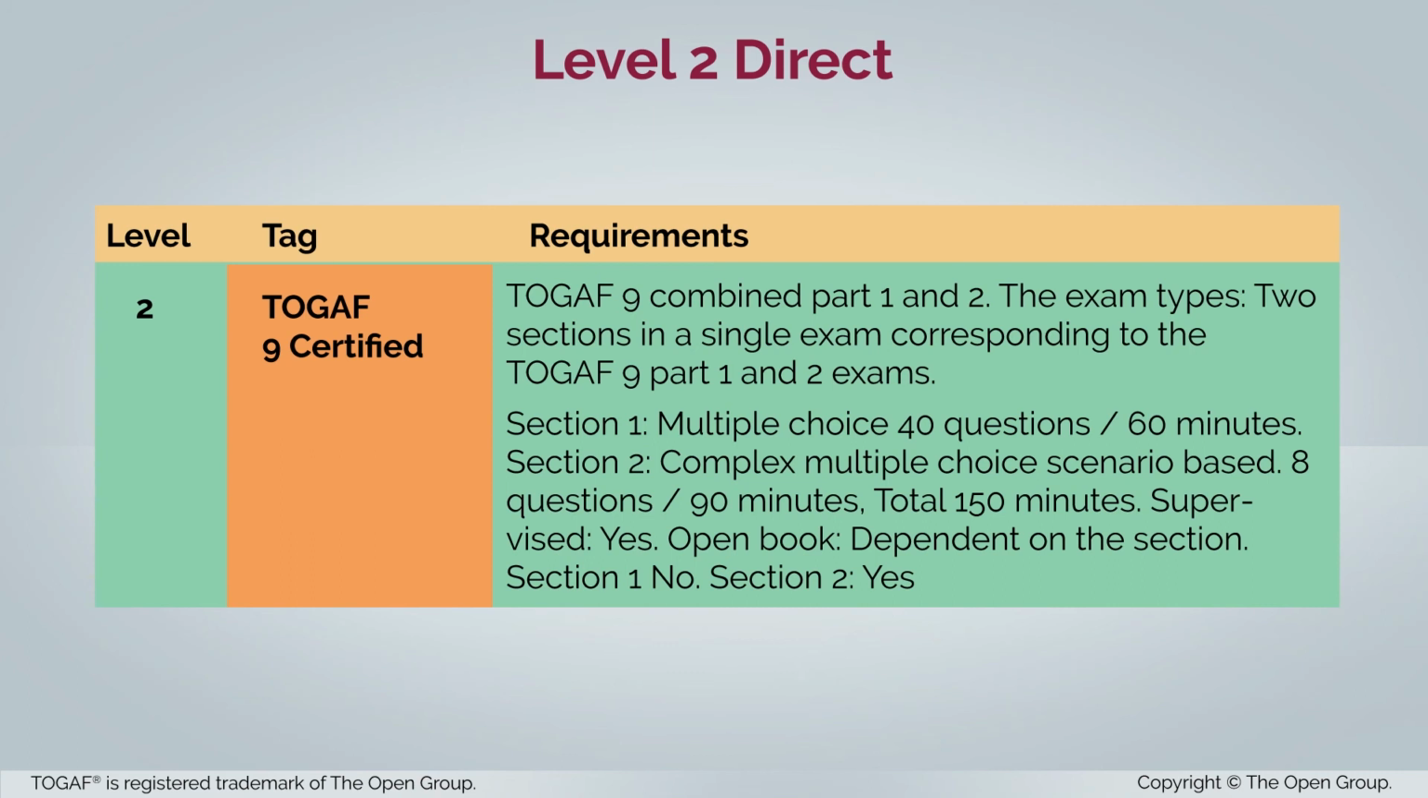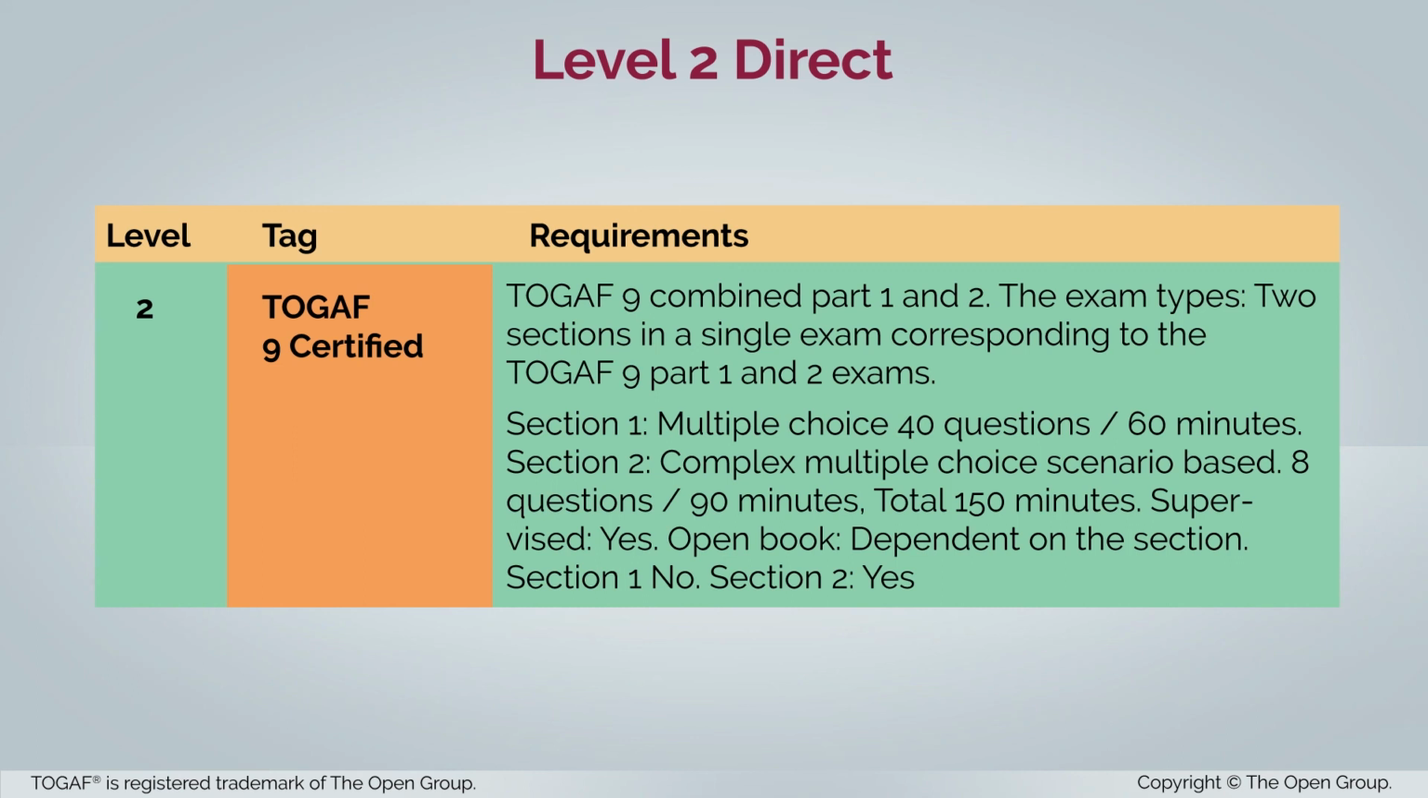The exam type, it has 2 sections in a single exam corresponding to the TOGAF 9 Part 1 and Part 2 exams. So, Section 1 is exactly like the Level 1 exam. So it has multiple choice, 40 questions and 60 minutes. Section 2 will come right after Section 1. Complex multiple choice scenario based. It has 8 questions, you have 90 minutes. The total time of the exams is 150 minutes.